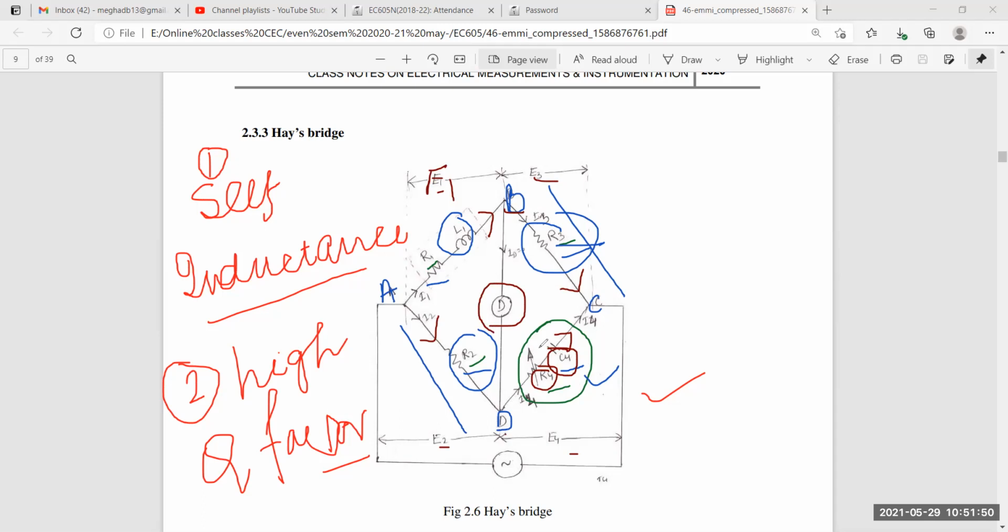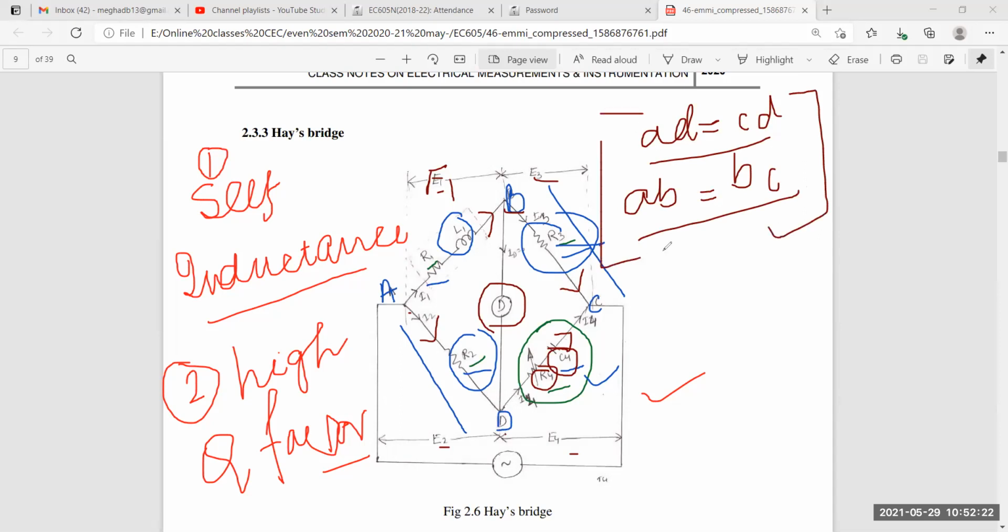So the potential drops across the arms AD and CD are equal. Similarly, the potential drops across the arms AB and BC are equal. So in this case, we can say the potential across arm AD is equal to that across CD. And secondly, the potential across the arms AB and BC are equal. So these two conditions are important. This is done. Now we need to move on to the equation part.